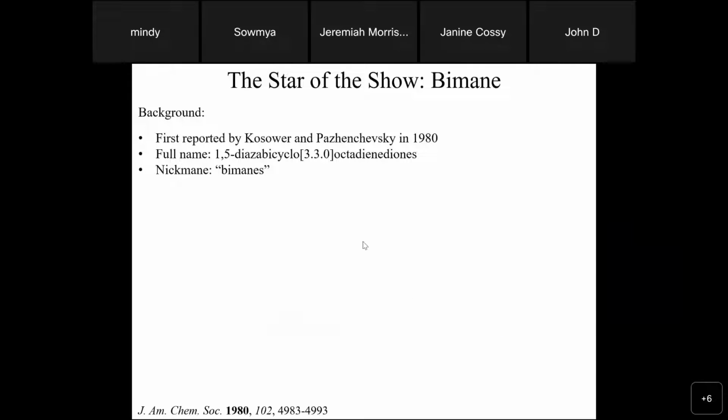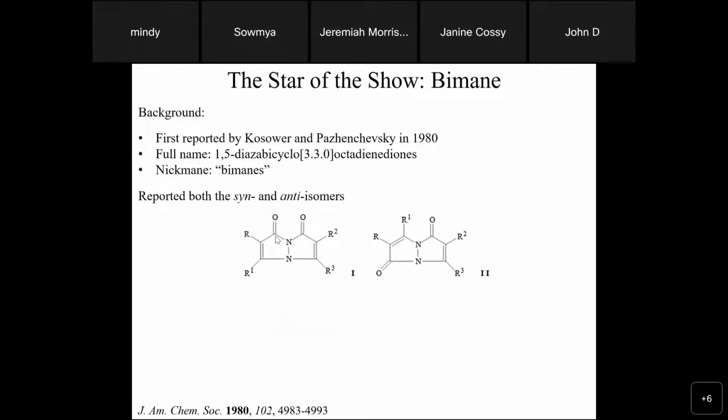And so we'll just talk briefly about what bimanes are and what they've done. This bimane core structure, like I showed on the previous slide, was first reported in 1980 by Kosower and Pachevsky. And this core structure, which is this fused 5,5 membered ring, with the dinitrogen connection here at the core, has been reported in both the syn isomer, so where the 2 carbonyl groups are located on the same side of the bimane structure, and as anti-isomers, where those carbonyls are located on 2 different sides.